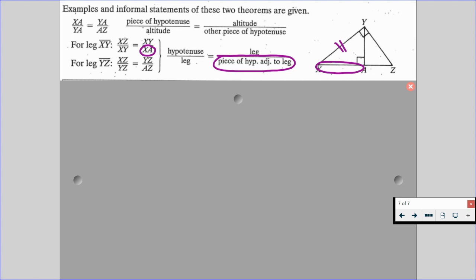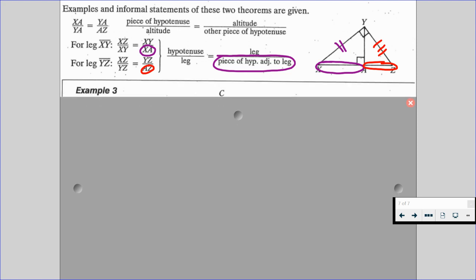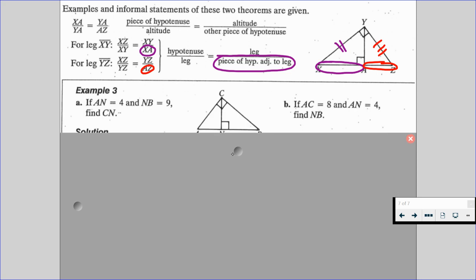Now for leg YZ, as I said earlier, that was weird. For leg YZ, we're going to have XZ over YZ, the hypotenuse over the leg, is equal to the leg over the adjacent piece of the hypotenuse. So if we again are talking about YZ, in red right here, the piece that's adjacent would be AZ. So we can use this general setup to find the geometric mean, or to find the length of these legs here. In example number 3, we are asked to do that in two separate situations.